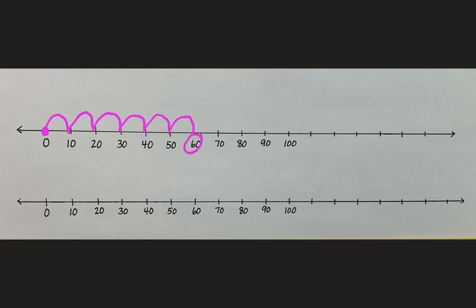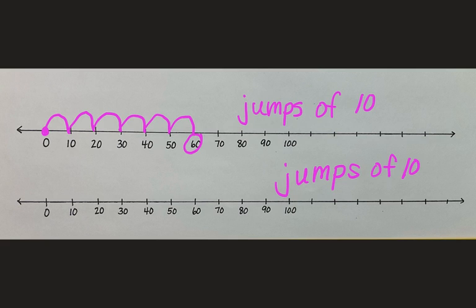If I do the same number of jumps, 6 jumps, so on this one we did jumps of 10. If I do 6 jumps of 5, do you think I will land on a larger number or a smaller number than 60? Let's check. So I know 5 is halfway between 0 and 10. So here's 1, 2, 3, 4, 5, 6.